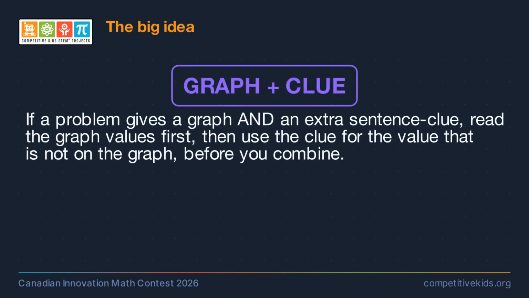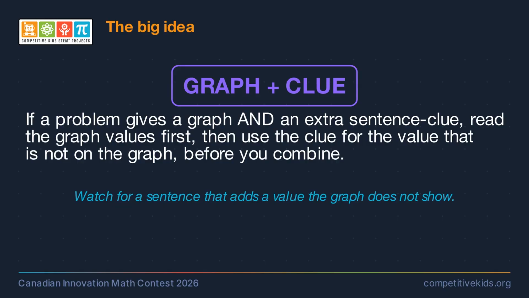If a problem gives a graph and an extra sentence clue, read the graph values first. Then use the clue for the value that is not on the graph before you combine. Watch for a sentence that adds a value the graph does not show.